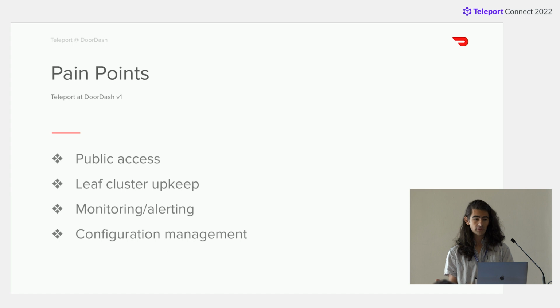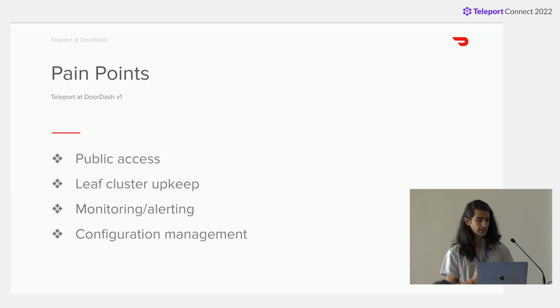Again, the leaf cluster setup. Basically the leaf clusters run a proxy and an auth instance in each of your Kubernetes clusters. This was a little overkill for us. We really just needed to connect a Kubernetes agent back to our root cluster. We didn't need the whole proxy and auth setup. So the maintenance of those clusters was a little bit more than we needed.